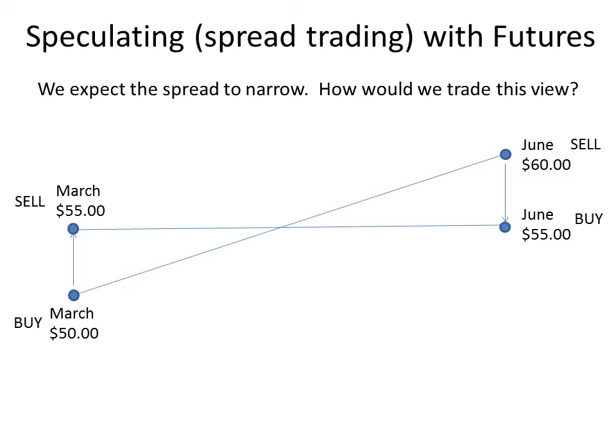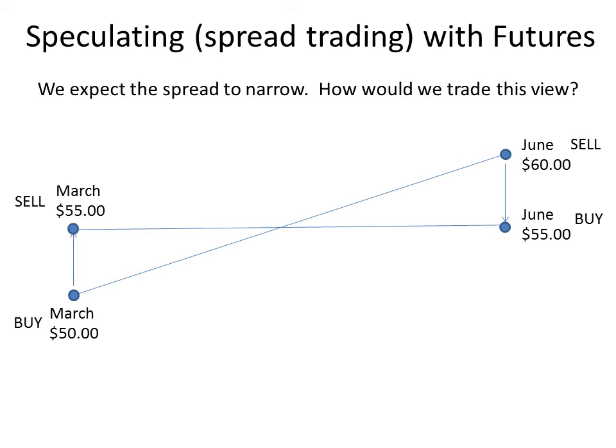Of course, it's possible to lose money on this trade, and we can see how this is possible, because if the March futures price actually falls and the June futures price rises, then of course we'll lose on both legs of the trade.